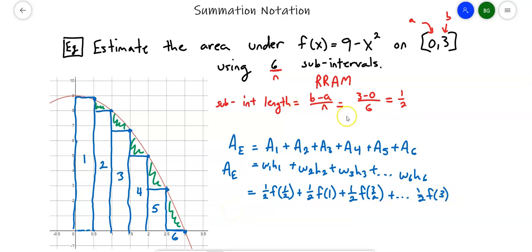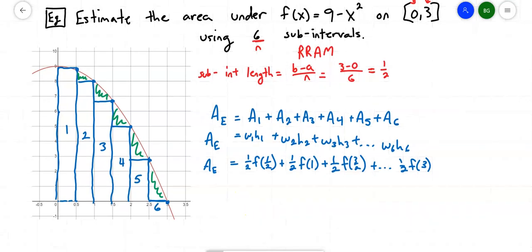And the idea is this: with 6 rectangles, it's really not that bad to write, but I've already started to shorthand things, as you can see with my ellipses there. Imagine if we were doing 12 rectangles, 24 rectangles, 48 rectangles. It gets a little bit absurd to write all that out. So what we need is some shorthand notation, and what we're going to use is what we call sigma notation or summation notation.